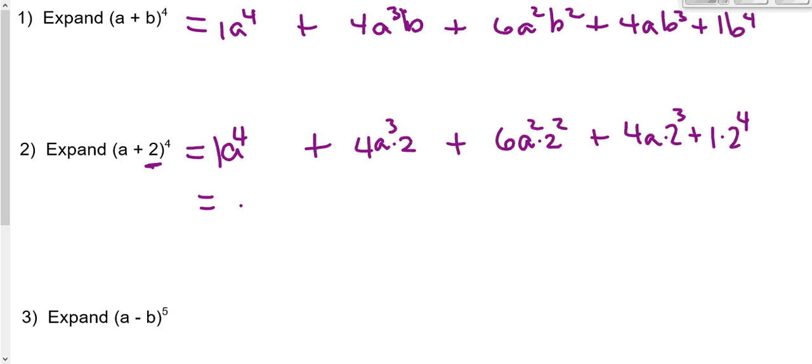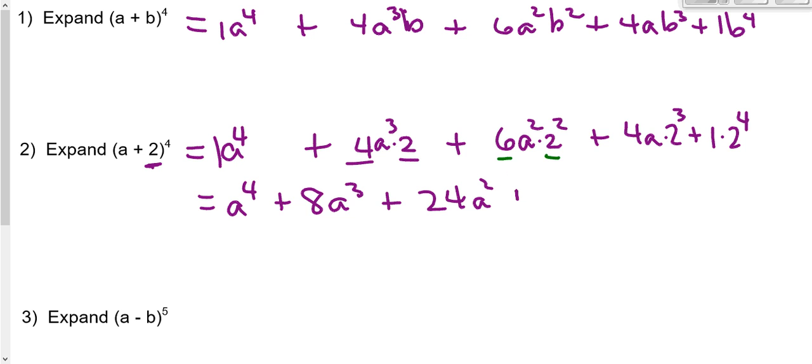So we have a to the 4th plus, now we multiply the 4 and the 2, so that would be 8. So 8a cubed plus, and we multiply the 6 and the 2 squared, so that would be 24a squared plus, and we multiply the 4 and the 2 cubed, so 4 times 8 is 32. So 32a plus, and now we have 2 to the 4th, and that's 16.